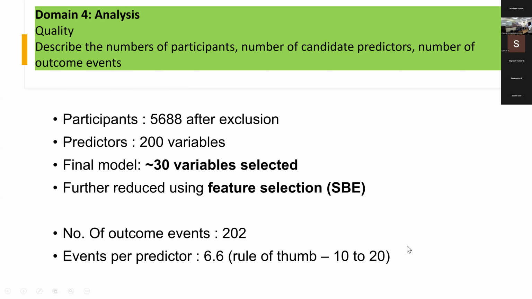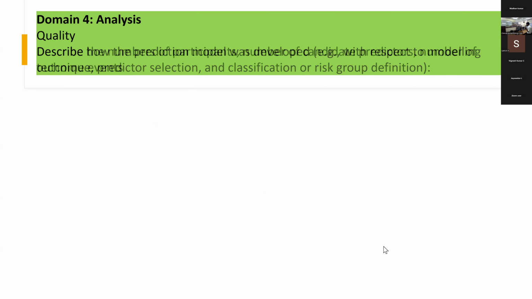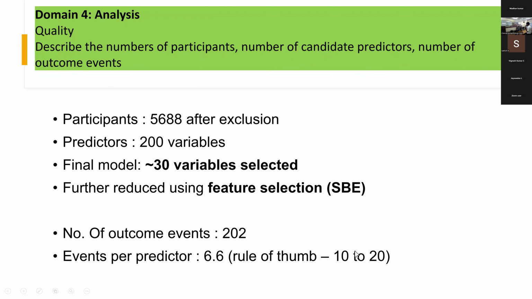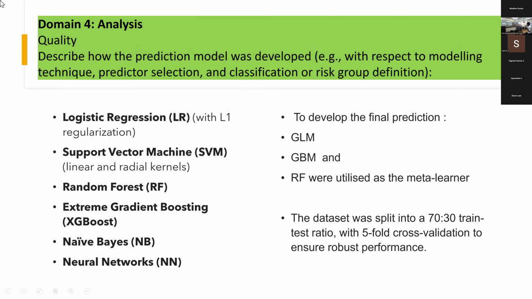So whether this number of outcome events was adequate, for this we use something called events per predictor. If we are using one variable, we expect at least 10 outcomes to have happened. So here, if they had used 30 variables, they should have had at least 300 outcomes for this sample size to have been considered adequate. Whereas here, the total number of outcomes was only 202. Hence, we felt this was not an adequate sample size to adjudicate the 10-year probability of them having a cardiovascular event.